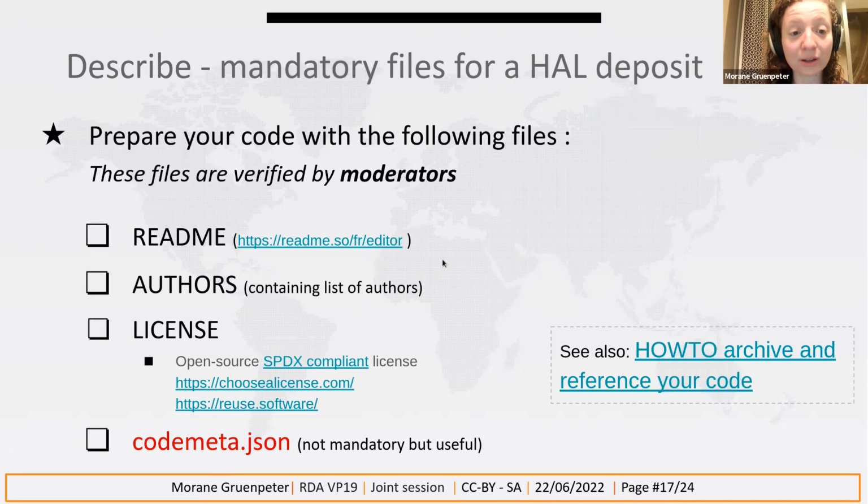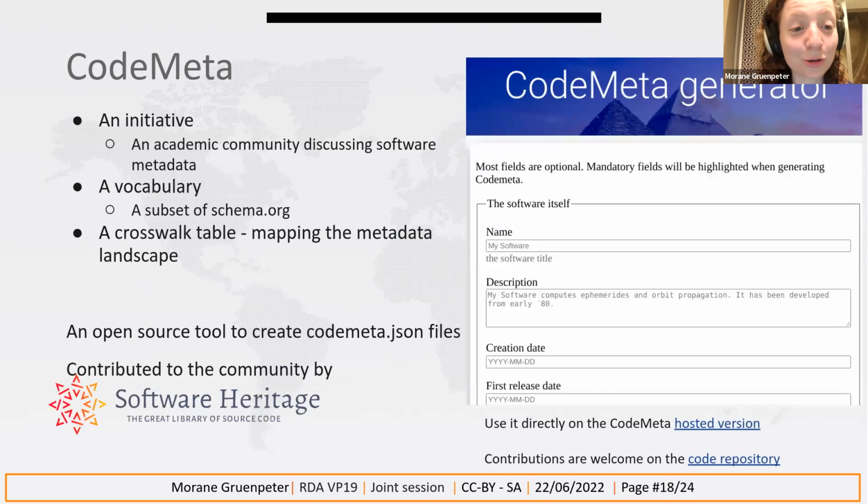So I've told you that there are some files that are mandatory. So here you have the mandatory files, and the codemeta.json is not mandatory but useful because you can use it in the SWID deposit and it will populate the form automatically. Why codemeta.json? So we need a full presentation only on that.